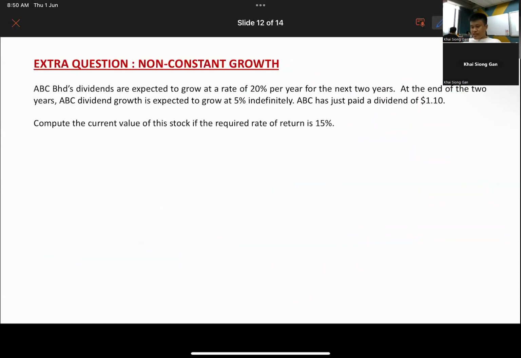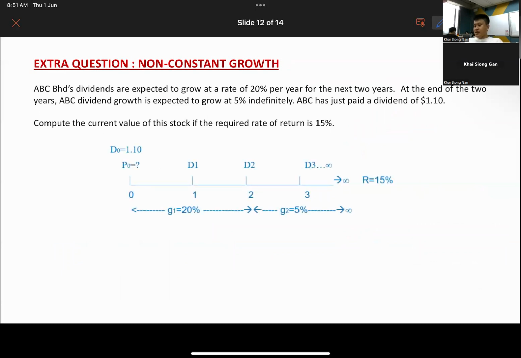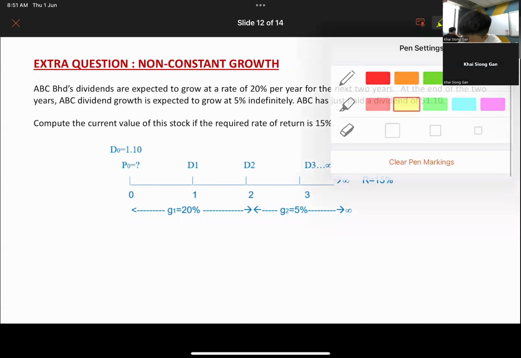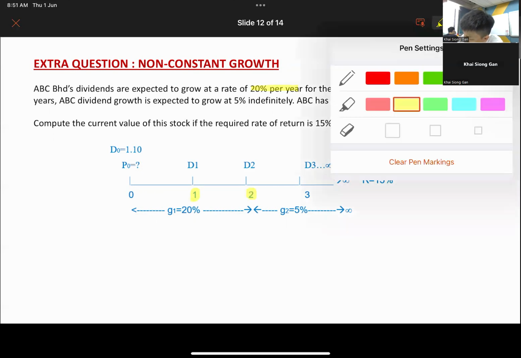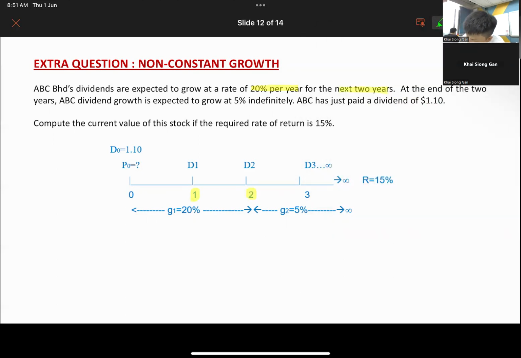Okay, so now let's have a look into one question here to show non-constant growth. This is the third scenario that we're talking about just now. First of all, ABC Berhad dividends are expected to grow at 20% per year for the next 2 years, so 20% for the first year and second year. Then at the end of the 2 years, ABC dividend growth is expected to grow 5% indefinitely. So from year 3 onwards to infinity, it will grow 5%.